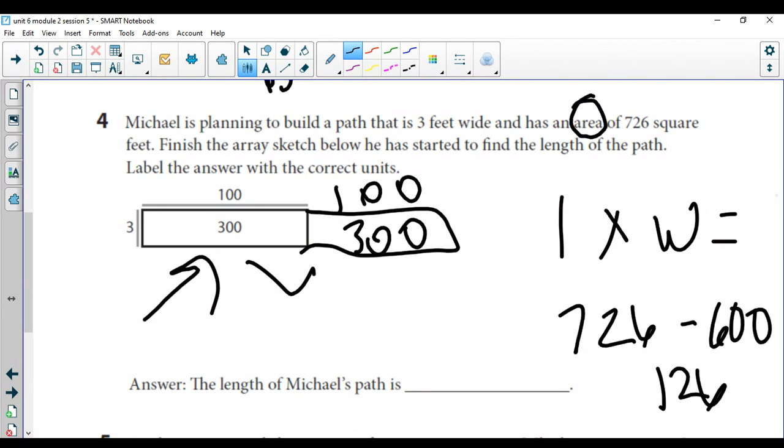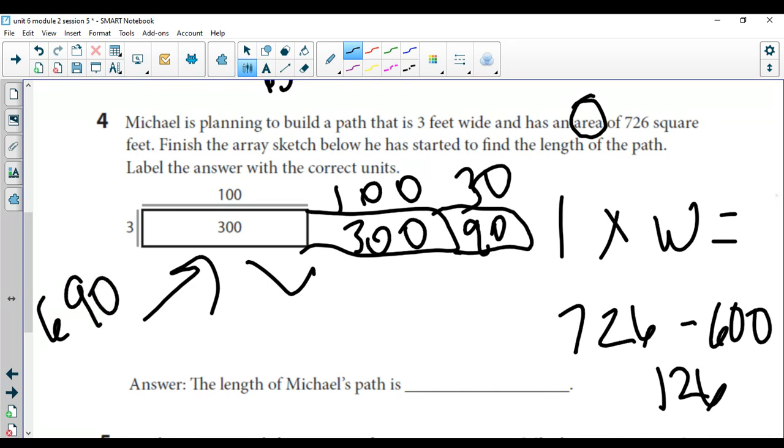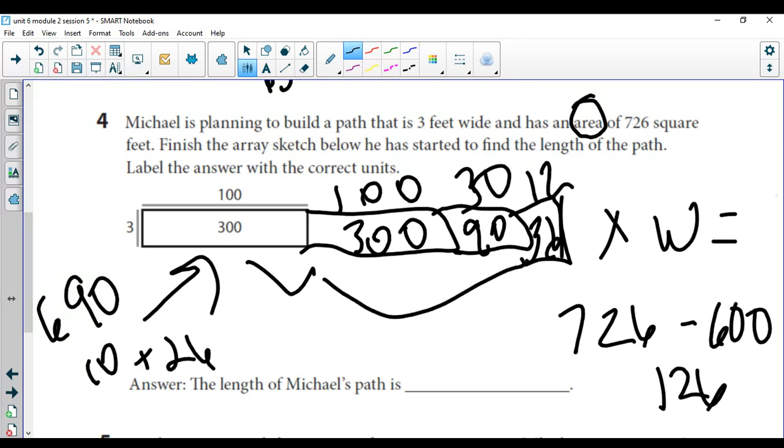I can't do another set of 100. So let's do, oh, you know what? We could do 30, because I know 3 sets of 30 is 90. So now I'm at 690. How many more do I need to get to 726? Let's just do the steps. 10 and then another 26 would get me there. I need 36 more. Okay, so I'm going to put the 36 in here. 3 times what is 36? Well, 12. Because if I add all these up on the inside, I get the 726 I need.